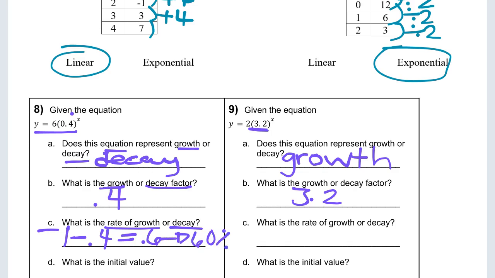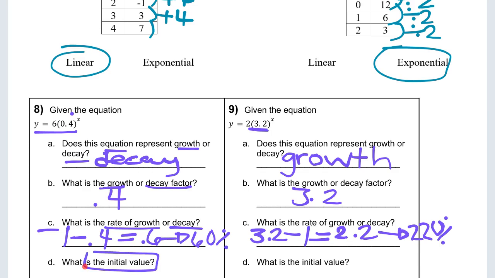Whereas in the other question, the growth rate would be 3.2 minus 1, which is 2.2. So the growth rate is 220%, which realistically may not happen, but in this case, that's what it would be. Initial value is simply the coefficient of the base, which is in this case 6. In the case of number 9, it's 2.